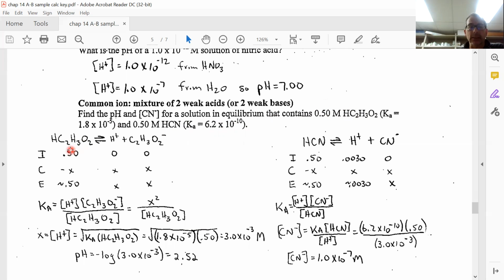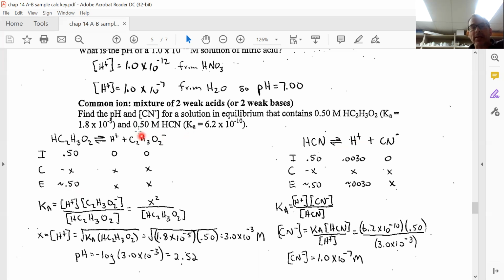I look at the acetic acid. Remember, it doesn't break down very much. It loses X, 0.50 minus X is about 0.50, and I can solve for X, which is H plus. It ultimately ends up being the square root of Ka times the concentration of the acid, just like any other weak acid problem. I plug in my numbers, get 3 times 10 to the negative 3rd, and take the negative log of that, and I get 2.52. So we're assuming all the H plus that's donated is going to come from here. The H plus from the other acid would be very small.